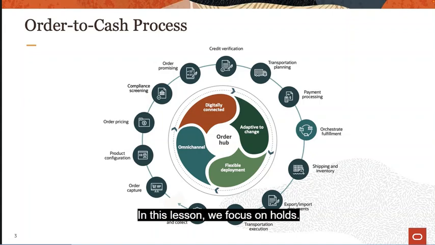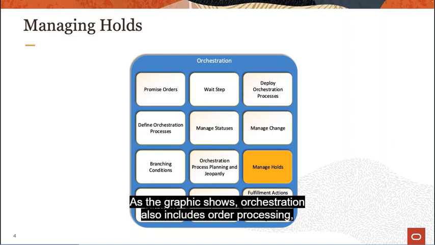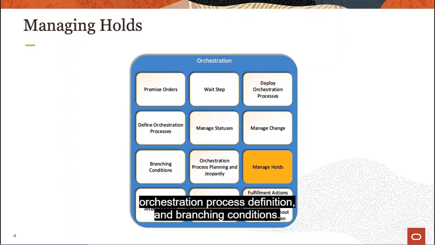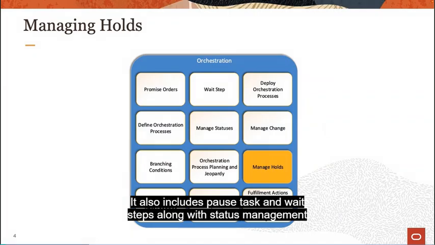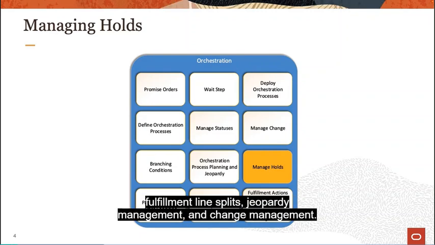Hold management is one part of enabling order orchestration. As the graphic shows, orchestration also includes order promising, orchestration process definition, and branching conditions. It also includes pause task and wait steps along with status management to track progress. In addition, orchestration covers orchestration process planning, fulfillment line splits, jeopardy management, and change management.